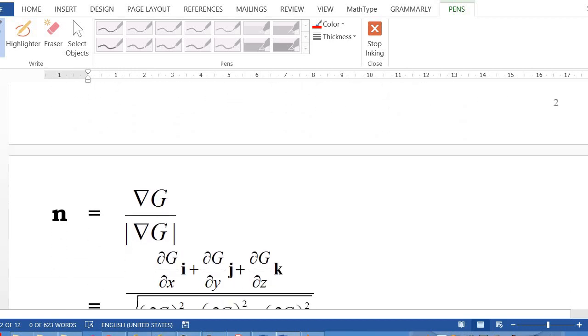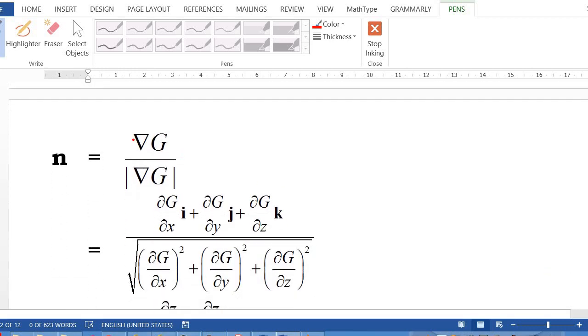How to find the unit normal vector? The unit normal vector will be del G. Del G is actually the normal vector divided by the magnitude of the normal vector, so it becomes 1 unit of the normal vector. Here g is a scalar function, and del is a differential operator, which is ∂/∂x i plus ∂/∂y j plus ∂/∂z k. Then del g becomes ∂g/∂x i plus ∂g/∂y j plus ∂g/∂z k.